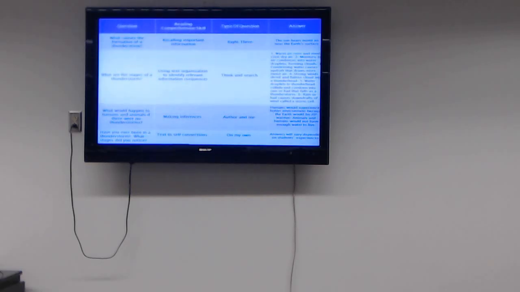And these are just some science examples of a right there question. What causes the formation of a thunderstorm? So that will be directly in the text. Think and search: What are the stages of the thunderstorm? So these might be in different sections, and they have to label them. What would happen to humans and animals if there were no thunderstorms? So this is the inference part. You use examples from the text and then base your answer off those. And then an on my own question: Have you ever been in a thunderstorm? What stages did you notice?